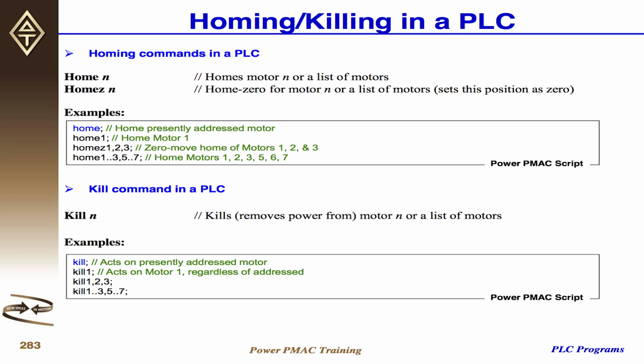To kill a motor, that is to remove power from a motor, you use the kill command and then write the motor number after that. So kill 1 will kill motor 1, and you can also do lists of motors in the kill command.